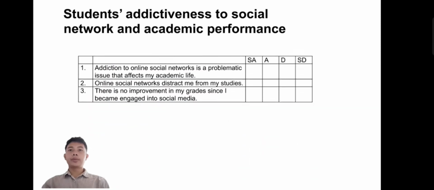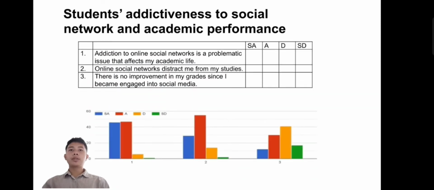Table 2, Figure 4. Students' addictiveness to social network and academic performance. Figure 4 was all about the addictiveness to social network and academic performance. On addiction to online social networks that may affect the academic life of the participants, 46% strongly agreed that it had affected them greatly. 47 agreed, while 6 people disagreed, and only 1 strongly disagreed out of the 100.